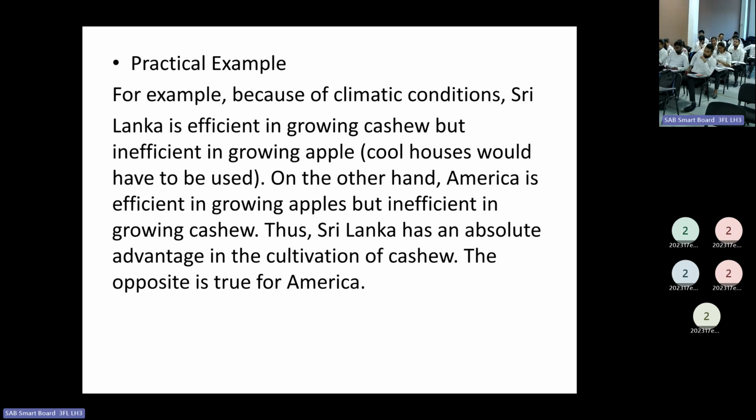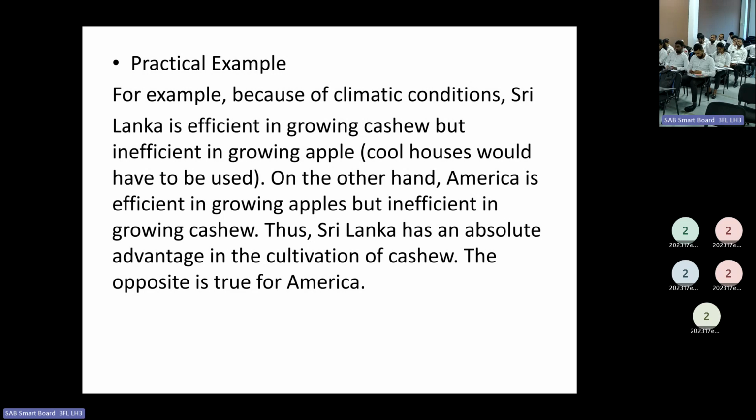Therefore, those two countries can specialize in those products. Sri Lanka can specialize in cashew, America can specialize in apple, and those two countries can enter into international trade. Sri Lanka exports cashew to America, America exports apples to Sri Lanka, and the two countries exchange. With that expansion, that is the case. Here, efficiency means at a lower cost, producing at a lower cost compared with the other.